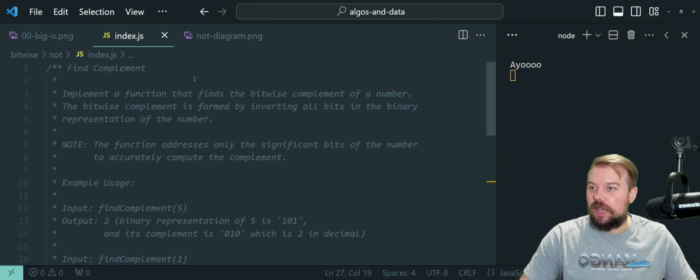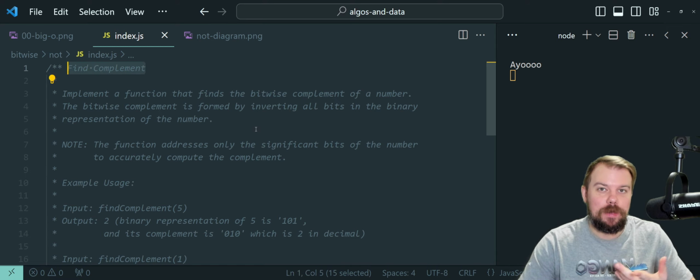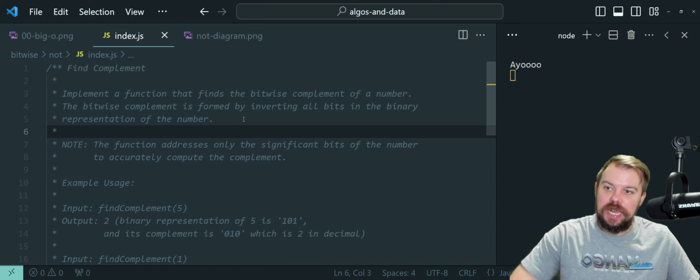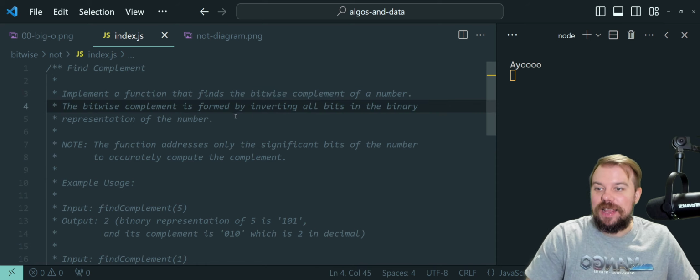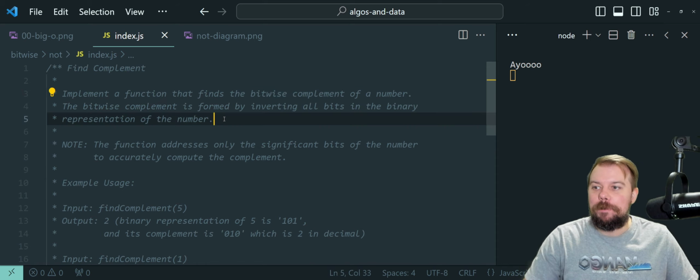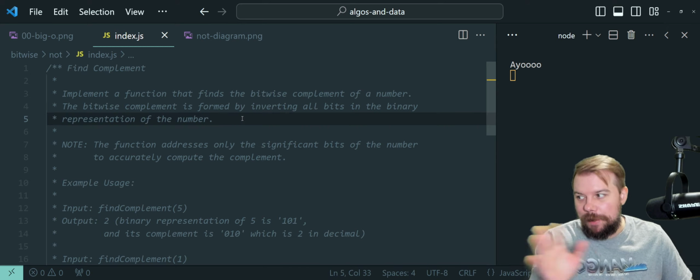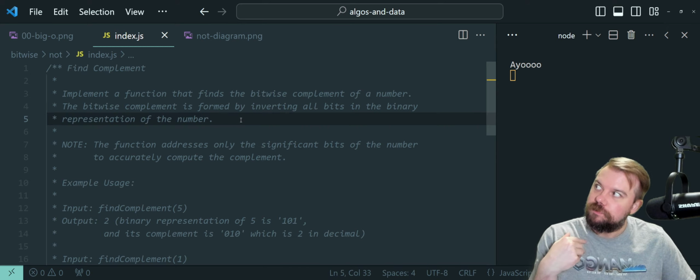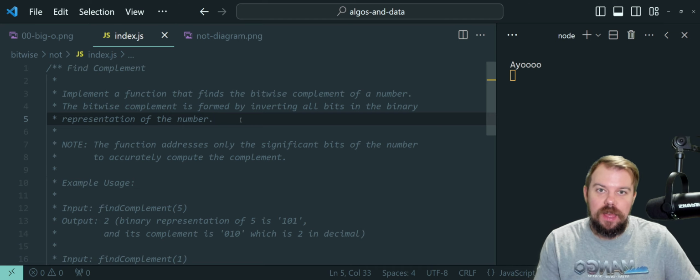So today's algorithm is called find the bitwise complement, or find the bitwise complement number. We're going to be implementing a function that finds the bitwise complement of a number. It is formed by simply inverting all bits in the binary representation of a number. That's all it does. Now, the bitwise code is obviously faster and more performant than the non-bitwise way of doing it.